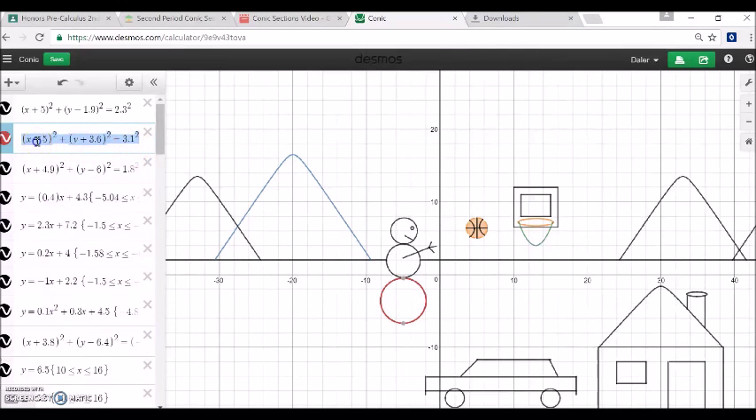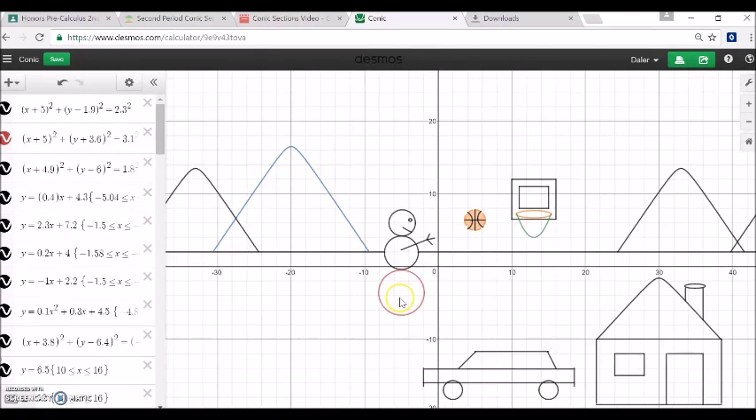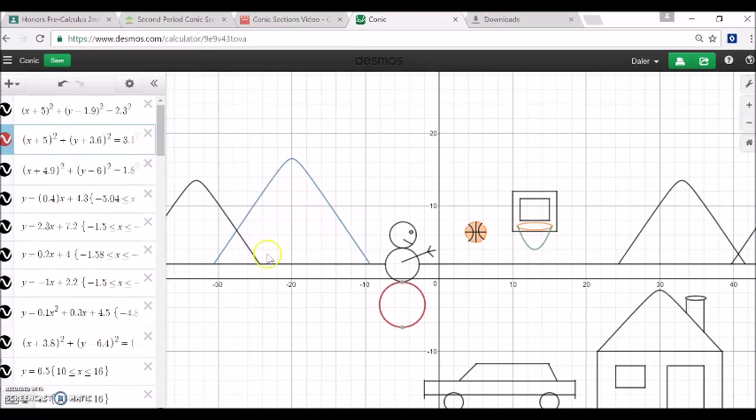So this is telling us that we move 5 units to the left and 3.6 units down, and this 3.1 squared right here tells us how big the circle is going to be, since that's going to be our radius. As you can see, there are no restrictions on this equation.